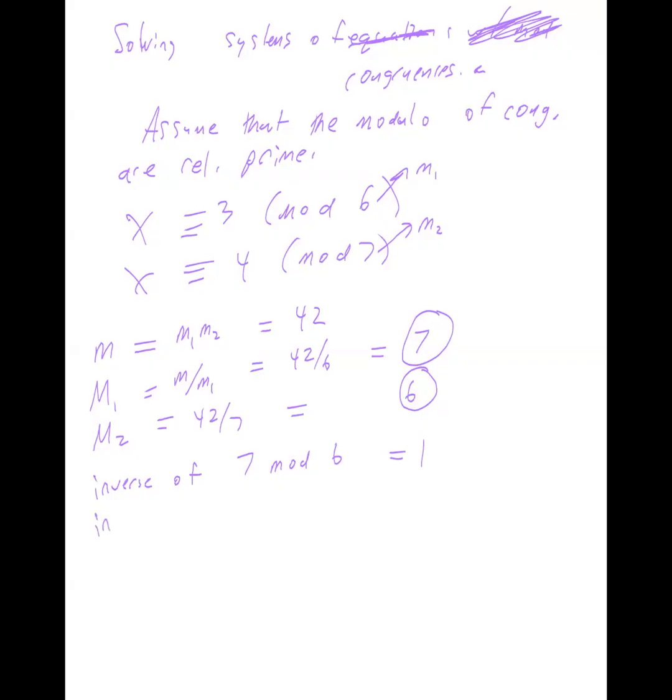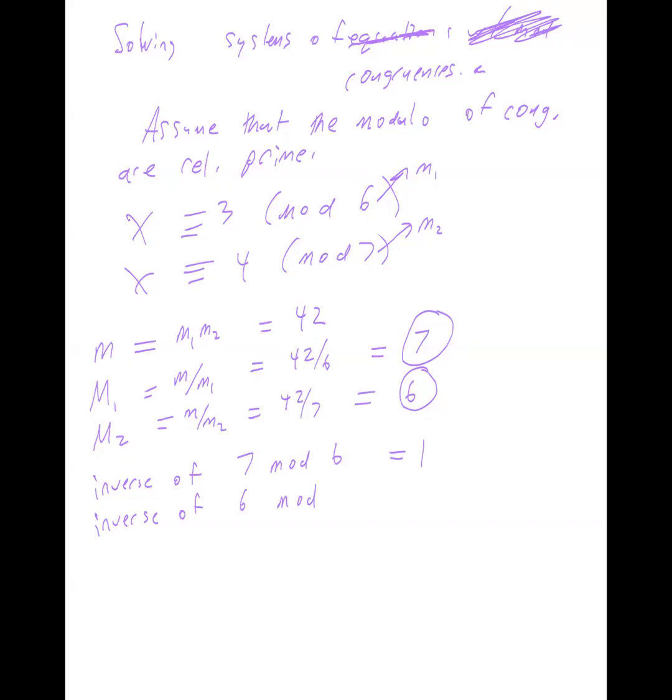Now we need to calculate the inverse of the other number. So we need to find the inverse of this number, mod m2. Oh, I didn't write this out, sorry. M2 is defined as M divided by little m2. Let me write that out so it's more clear. So instead of just saying what it is, I need to define what it is. M2 is defined as M divided by little m2, which is equal to 42 divided by 7. So we need to find the inverse of 6 mod m2, which is 7.